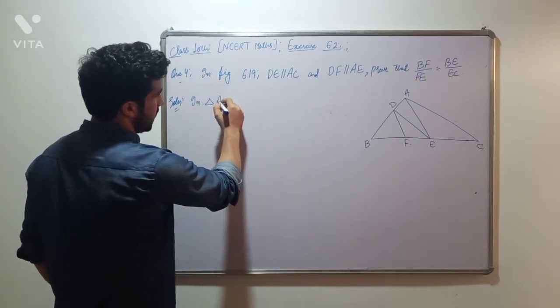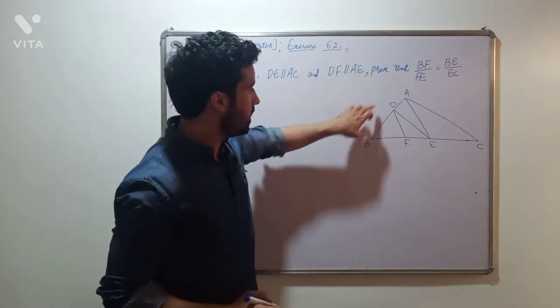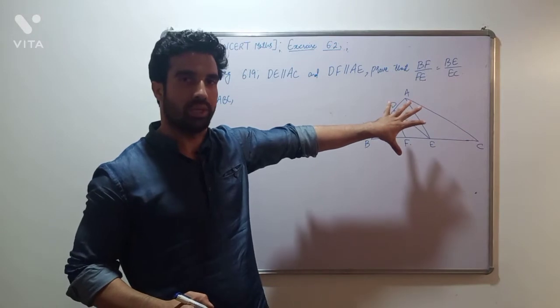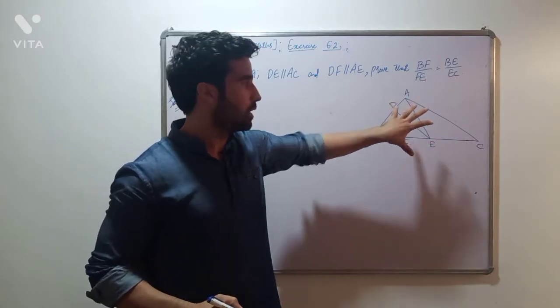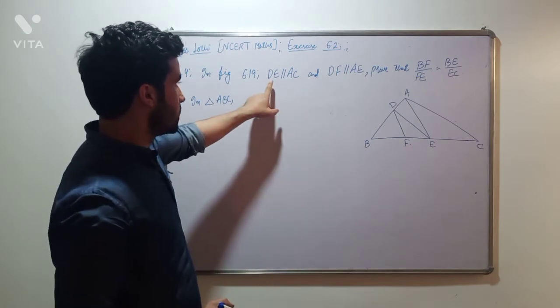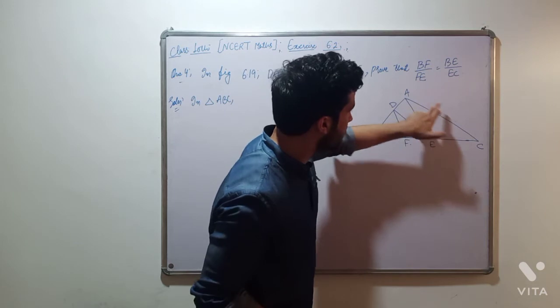In triangle ABC, in triangle ABC. Okay, I am taking the complete triangle here, this whole triangle I am taking here, and in this whole triangle I may use this: DE is parallel to AC. Now see, DE, it is parallel to what? AC.